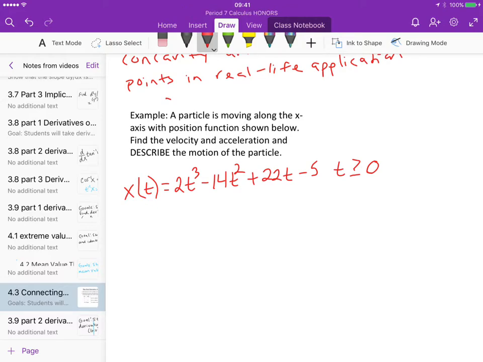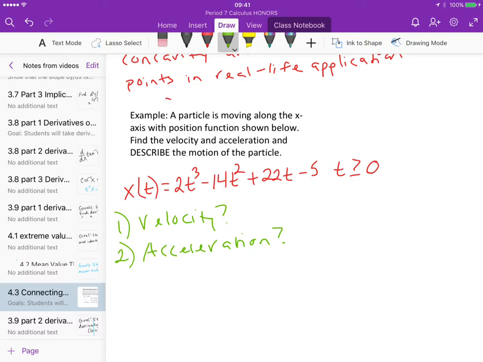We first have to think about what our goals are for this question. So let's look at some success criteria here. First and foremost, we need to find velocity. We know we need to find acceleration. And then the last portion says describe the motion. So think about what it means to describe the motion of the particle specifically.